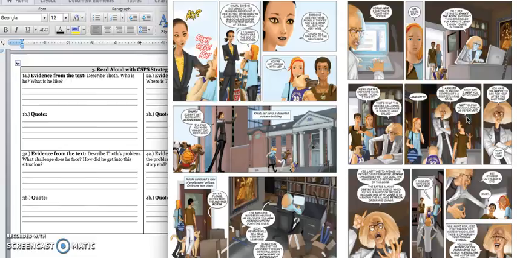On this page, we're going to listen for the problem. We're at the bottom of the page.